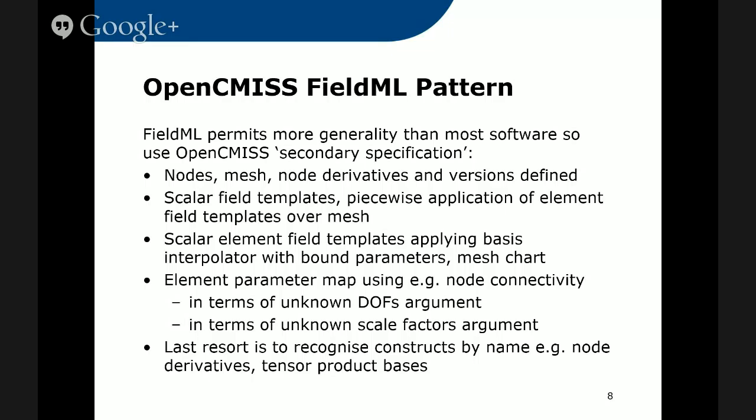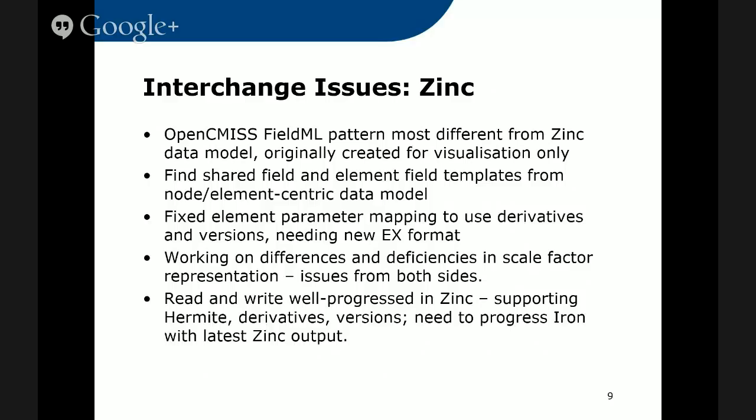So I just want to go through the interchange issues from the Zinc perspective, because I commonly work on the graphics side, as well as helping the FieldML and wider project. The pattern that we agreed on here is most different from the Zinc data model. It's much closer to the Iron model. The Zinc internal data structures were designed some time ago and created essentially for visualization only. So I've had to do quite a lot of work to discover all these field templates when they don't exist internally. And that's something that anyone who's going to interchange using a data model that isn't exactly the same as their own data model is going to have to deal with. So that's taken a little bit of time. That's the fact here.